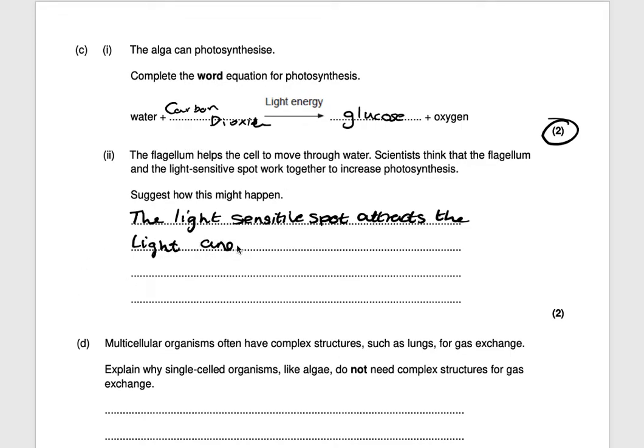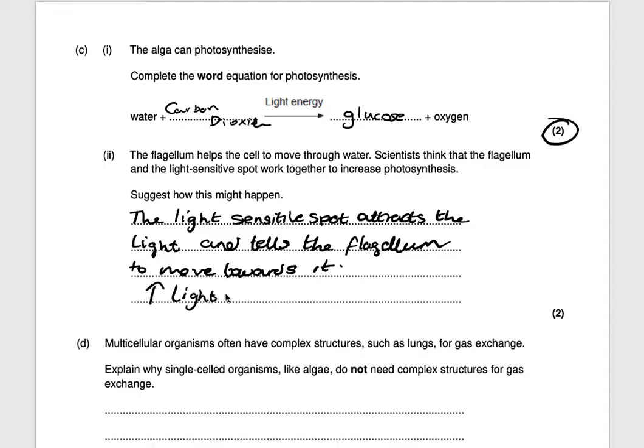So, and tells the flagellum to move towards it. And what will happen? More light means more photosynthesis. So more light means more photosynthesis. Okay, and that would be worth 2 marks.